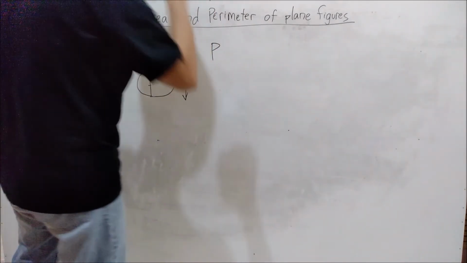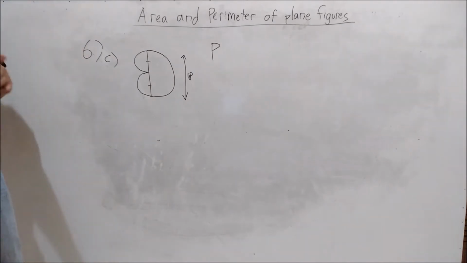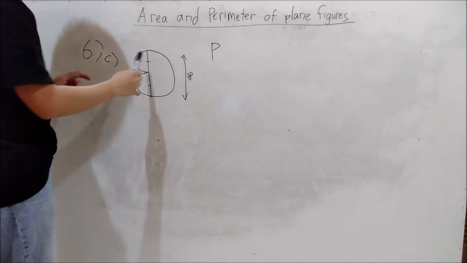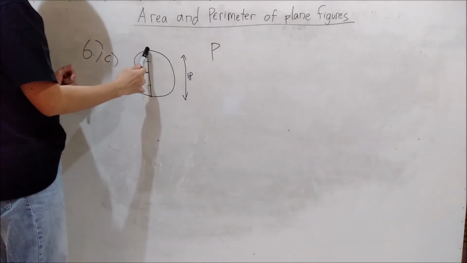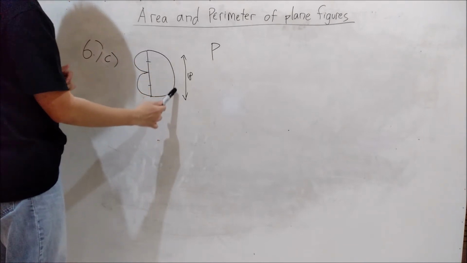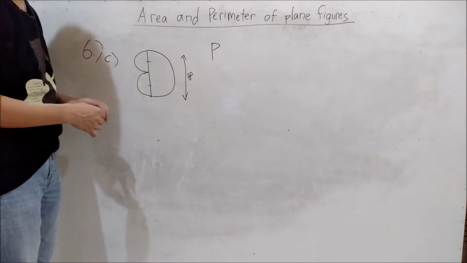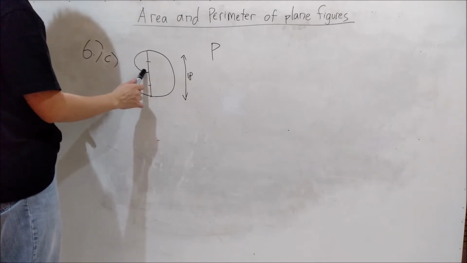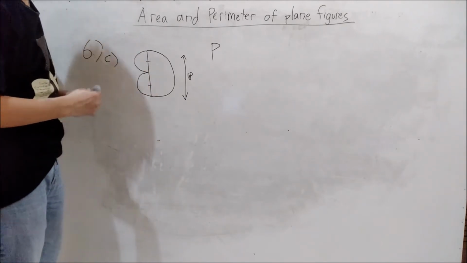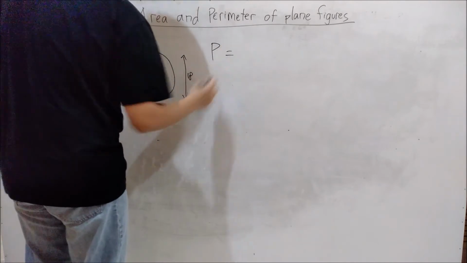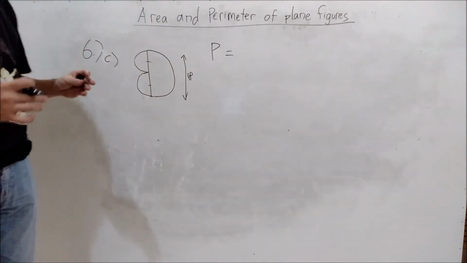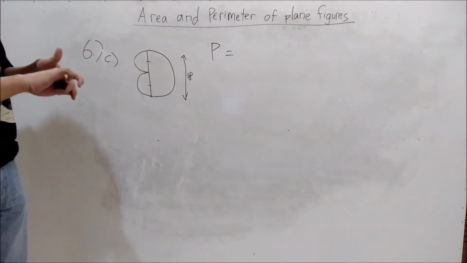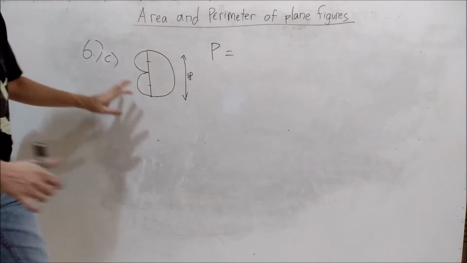And how do you find the perimeter of the figures? You will add up. Let's say that you start at one point. You will need to go around the big semicircle, and then you will go twice the small semicircle. When I talk about the semicircle, it means half of the circle. Then how do you find it? Let's start with the big semicircle.